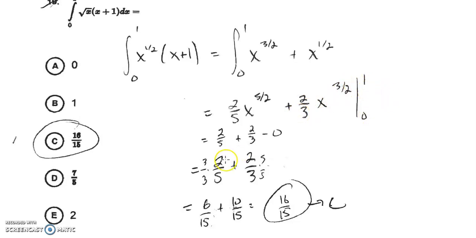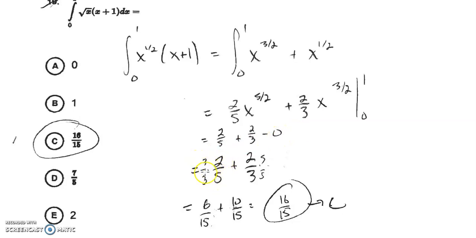Just like one of the previous ones that I talked about, this is a nice thing to evaluate because what is 1 to the 5 halves? It's just 1, right? 1 to the 3 halves, whatever it is, it's just 1. So I just get the coefficients. 2/5 plus 1 plus 2/3 minus this thing evaluated at 0, which is just going to give me 0.